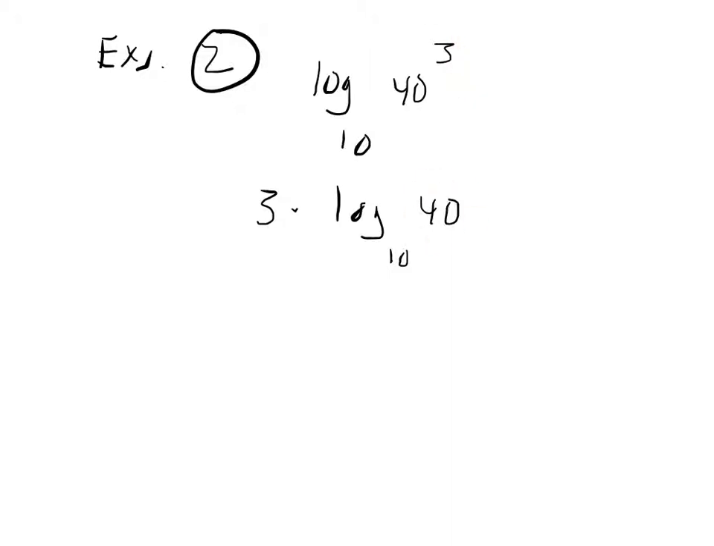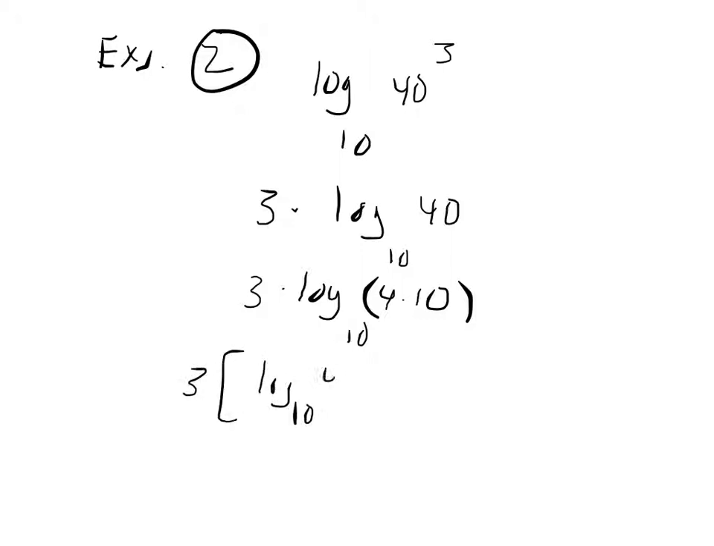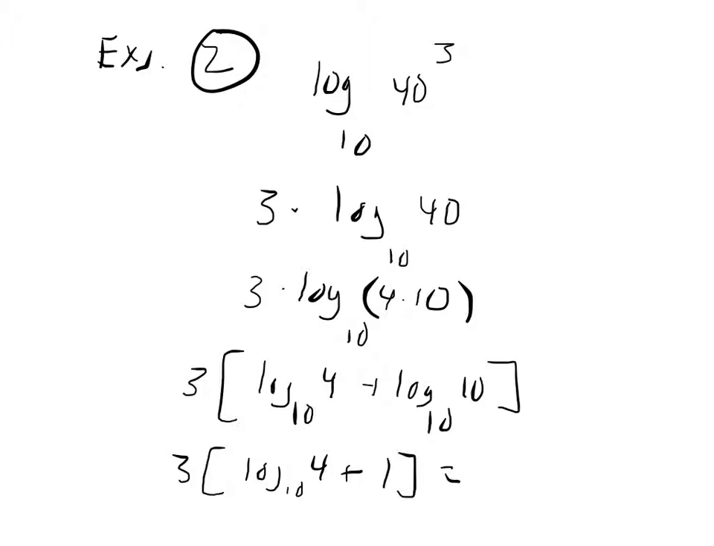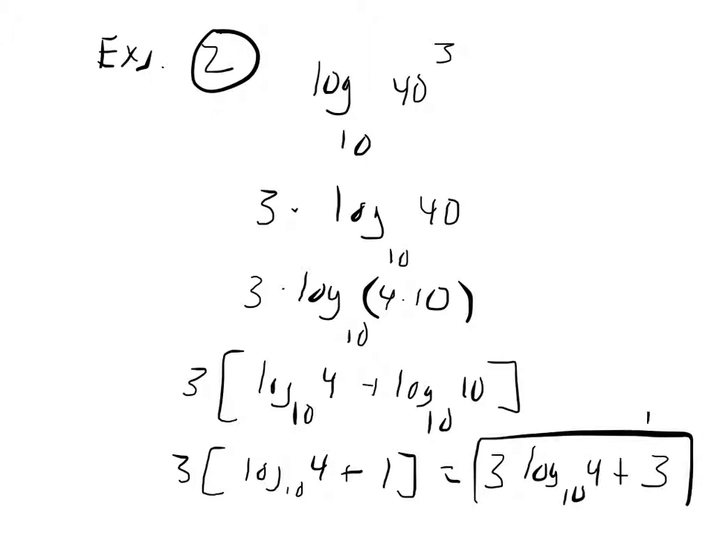But I can break this down a little more and make that argument smaller, because that 40 is 4 times 10. If I use my multiplication rule, I can write this as 3 times log base 10 of 4 plus log base 10 of 10. Now, 10 to some power equals 10. Well, that power would be 1, so I can rewrite this as 3 log base 10 of 4 plus 3. So again, I've made my argument as small as possible, starting off with a 40 cubed. I've made that argument just a number greater than 0 and less than 10.